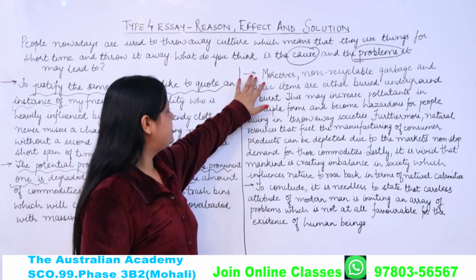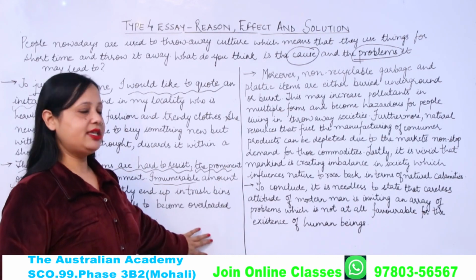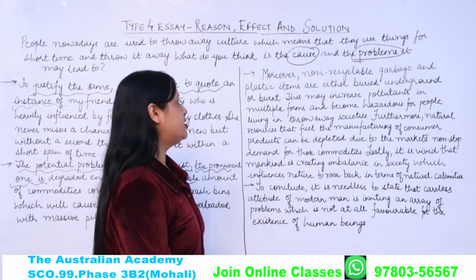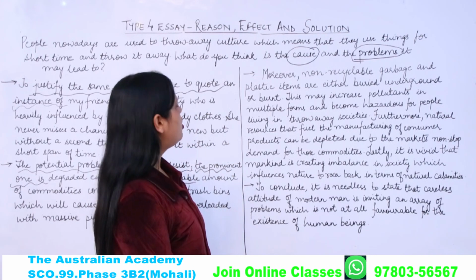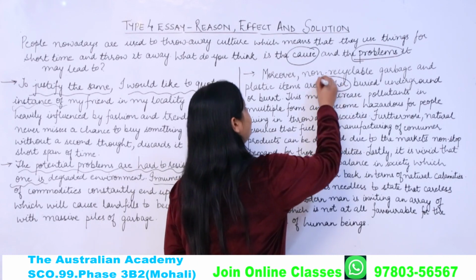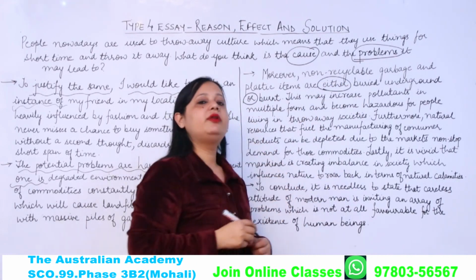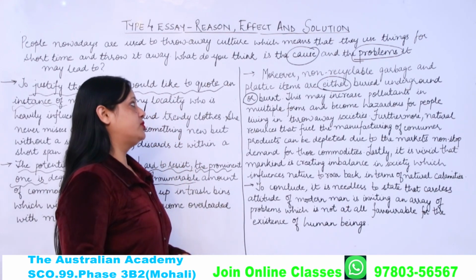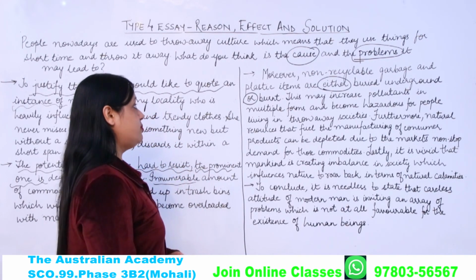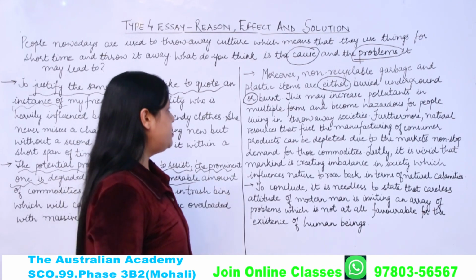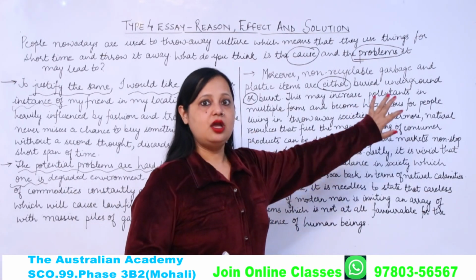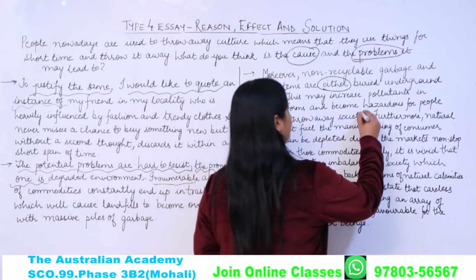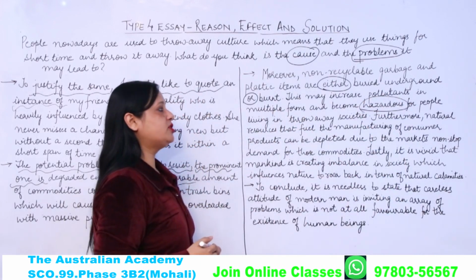Another problem is, it is again in connectivity with the same paragraph. Moreover, non-recyclable garbage and plastic items are either buried underground or burned. In that way I have made a complex sentence, either this or that, either buried underground or burnt. This may increase pollutants in multiple forms and become hazardous for people. Hazardous means dangerous, harmful. So becoming harmful or dangerous for people living in throwaway societies.